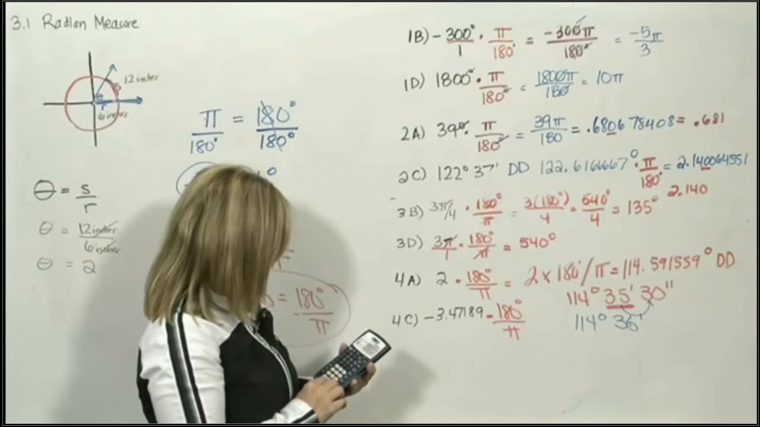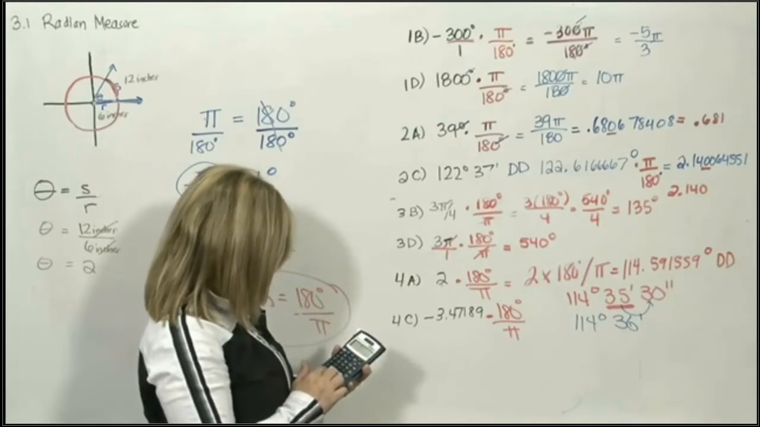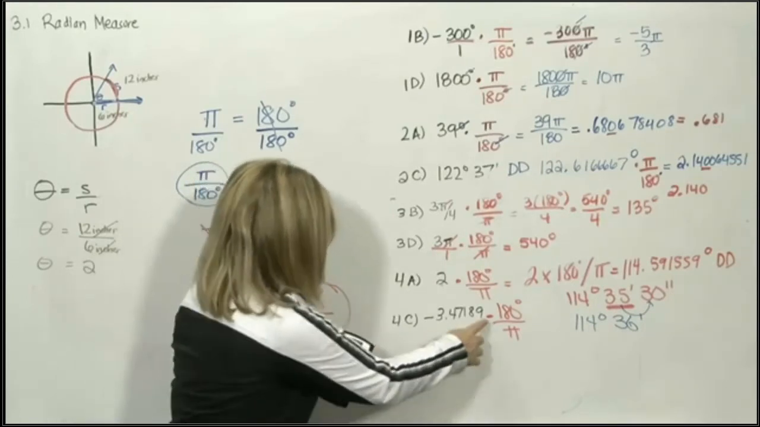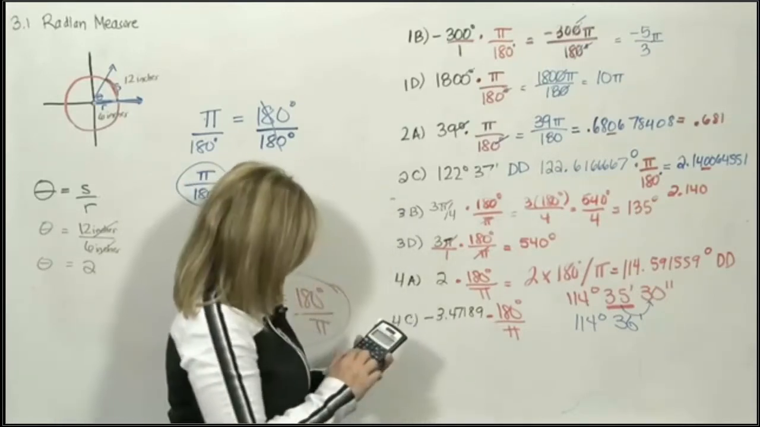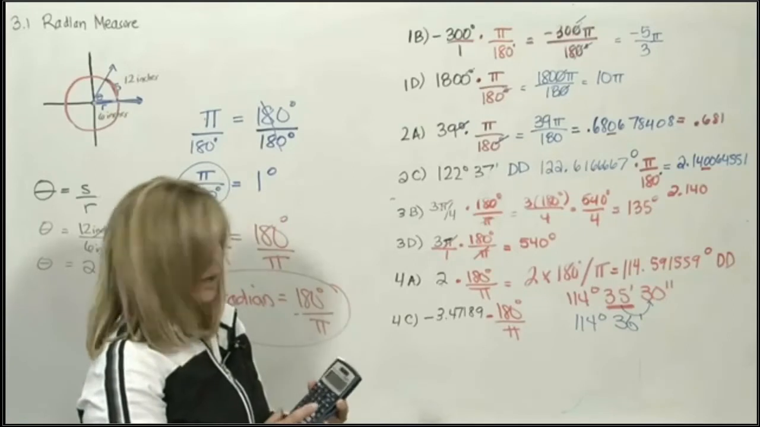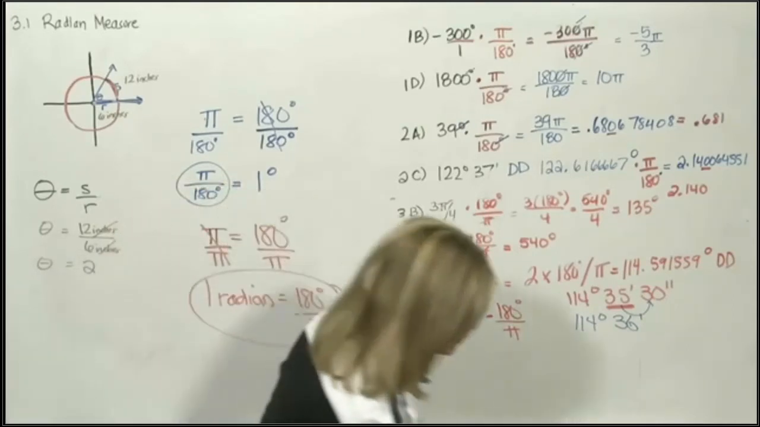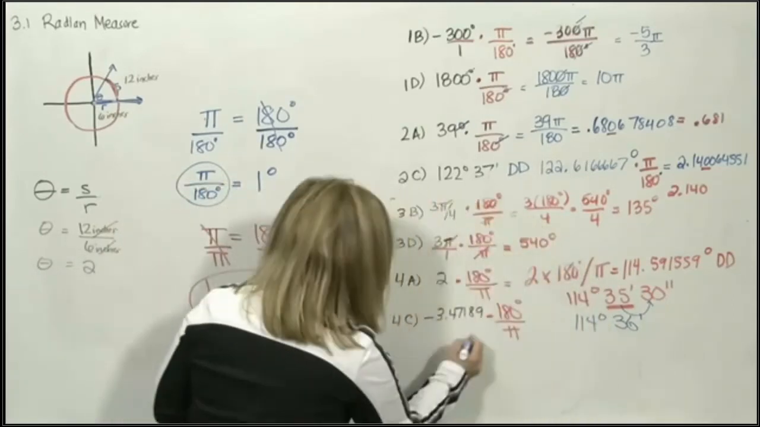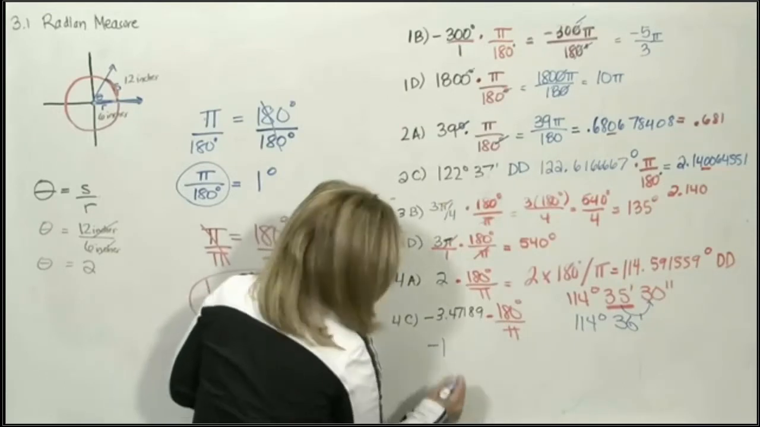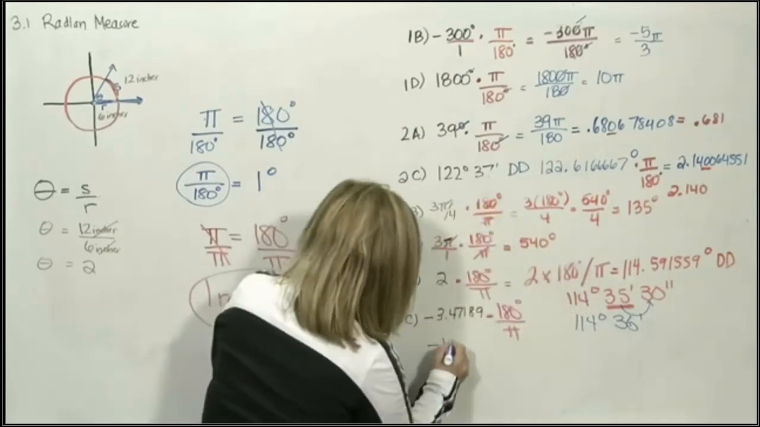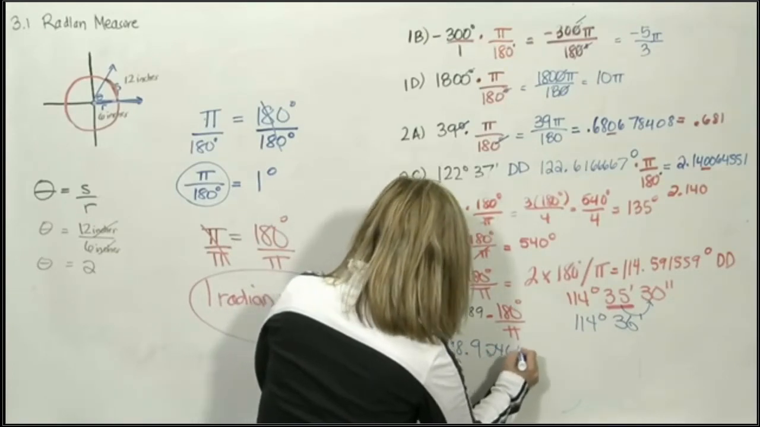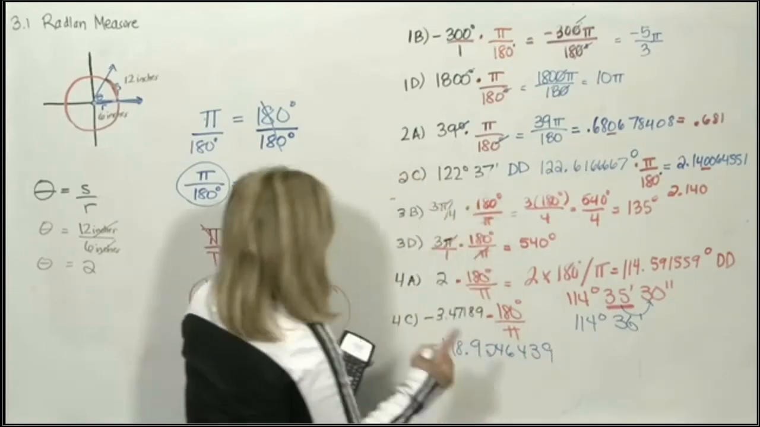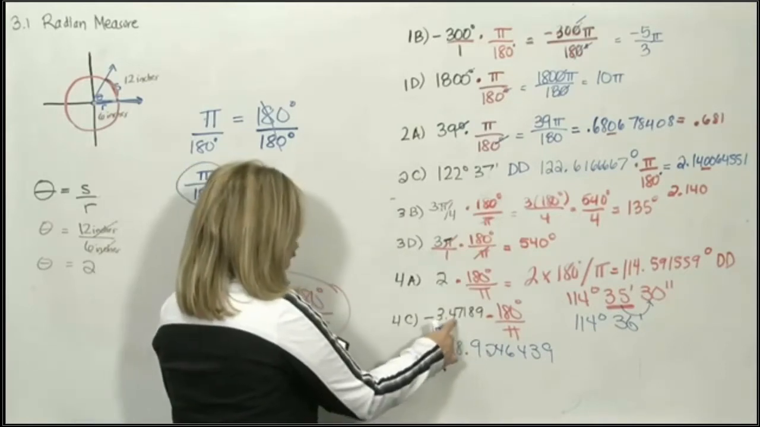So we're going to type exactly as we read this. I'm going to type negative 3.47189 times 180 divided by the pi symbol. We're going to get out a big, ugly decimal. We're going to write the whole thing. When we multiply that out, we get a negative 198 decimal point 9246439. Everybody look. This was radians.